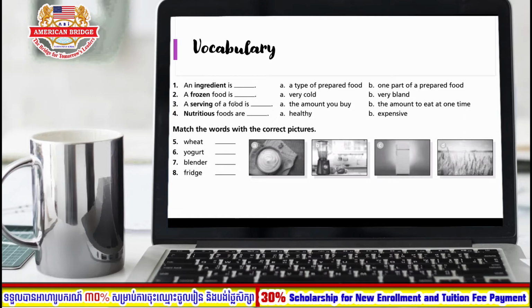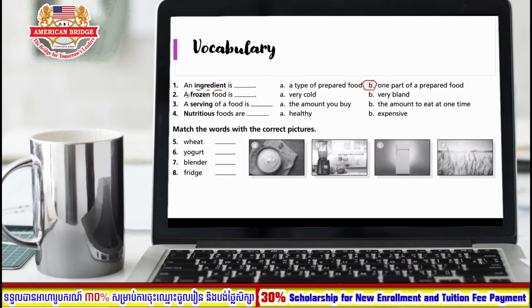First of all, we have the word ingredient. So ingredients, it refers to a type of prepared food or one part of a prepared food. Actually, ingredient is just a small part of the food, right? So it's only one part of a prepared food.